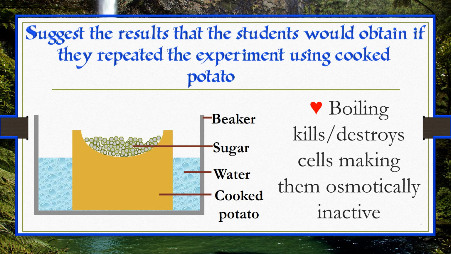Because boiling kills or destroys cells, making them osmotically inactive. When we cooked the potato, it killed and destroyed the cells and made them osmotically inactive. Therefore, there is no water movement towards the sugar, and the level of the sugar solution cannot rise.